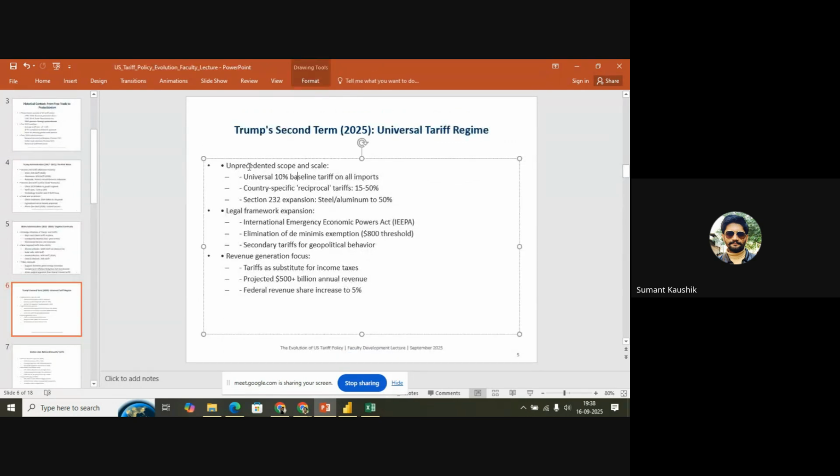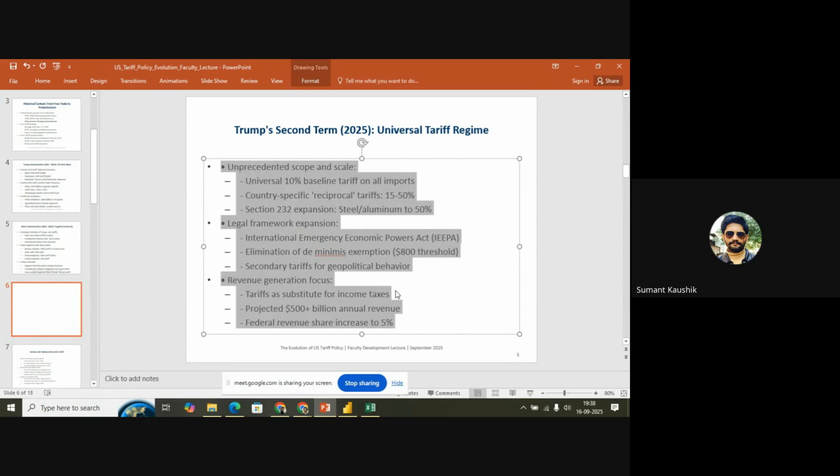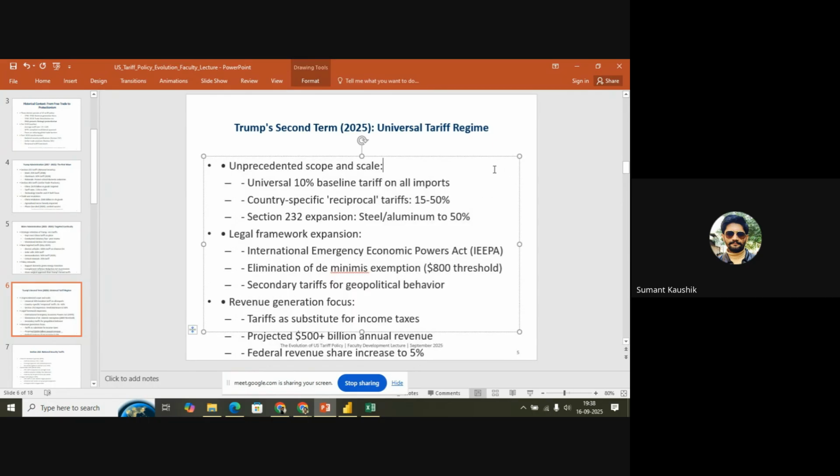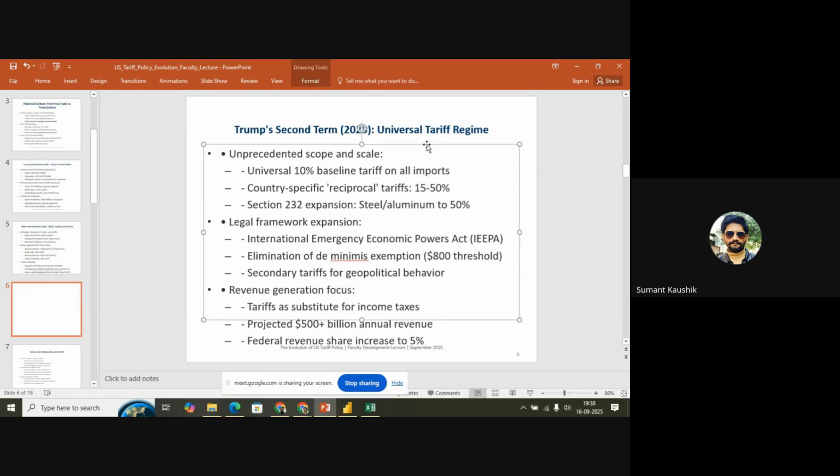Next, Trump's second term. That is the present context if we talk about it. In the present context, that is the second term of Trump, we could see a 10% baseline tariff on all imports from every country, and some country-specific reciprocal tariffs from 15% to 50%. And now you can see in the case of India, it is the highest tariff, that is 50%. Two countries are facing the highest tariff from the emerging ones, that is India and Brazil, about 50%. Steel and aluminum, up to 50% tax, and many other reasons for it.